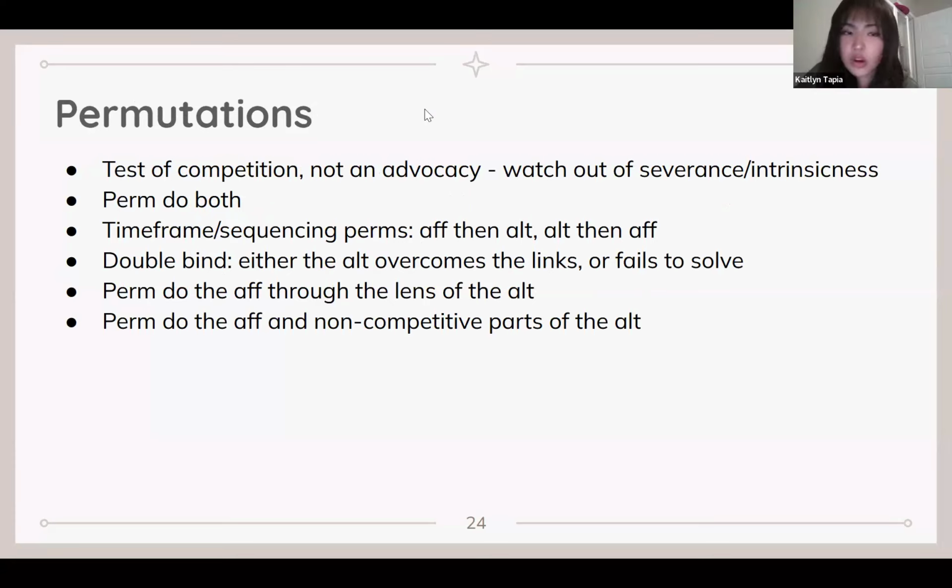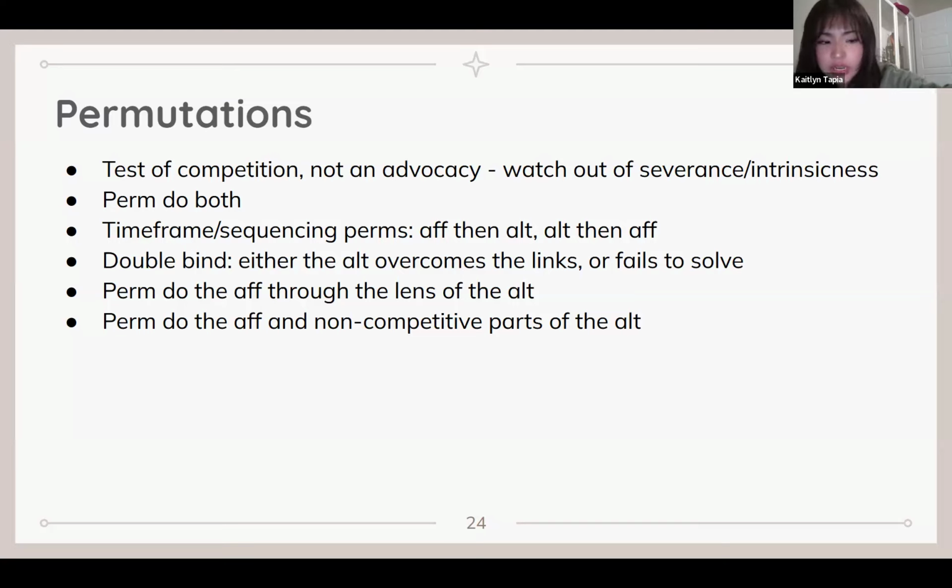Just what are they? They are a test of competition. They're not an advocacy. That is important. You have to watch out for severance and intrinsicness, because if you try to go for them as an advocacy, it can tend to run into issues with theory and lead to severance or intrinsicness. I'll explain what that is in a little bit, but a permutation is just kind of a test which says whether or not the alternative is truly competitive with the AF on a textual or a functional basis.